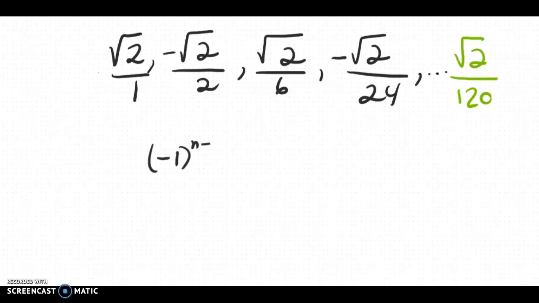So what I can do is just raise it to an even power. And how do I raise it to an even power? Well, I say n plus 1. So now that's 2, and -1 squared would be positive. But this numerator, to get the square root of 2, I have to multiply positive 1 by square root of 2. So I'm done with the numerator. That's correct. Then I need to look at this denominator and relate it to n.